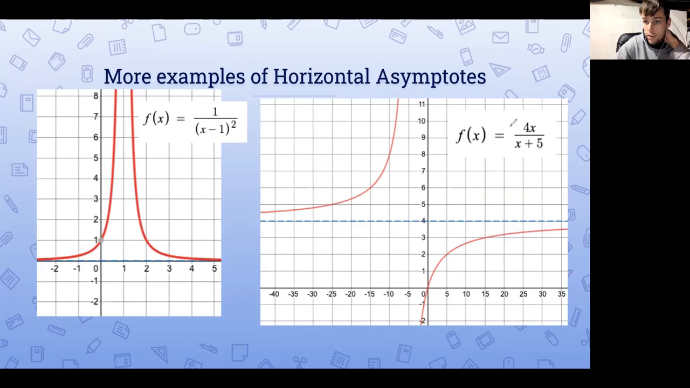Here we have a degree of 1. This is first power, and degree of 1 also. So the same degree on the top and the bottom. So it's going to be a ratio of the leading coefficients. Leading coefficient here is 4. Leading coefficient here is 1. 4 over 1. We get this asymptote at y equals 4. Pretty simple. Horizontal asymptotes are easy. We just have to remember the rules.